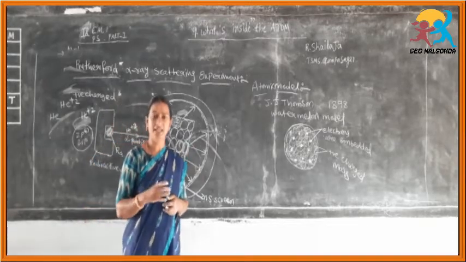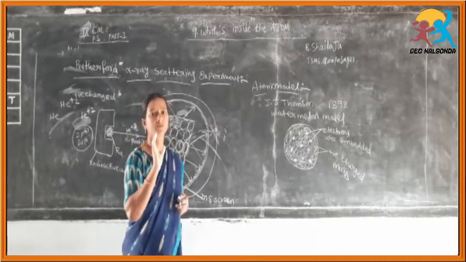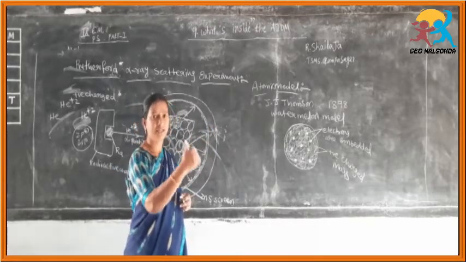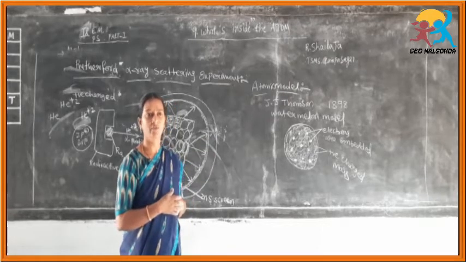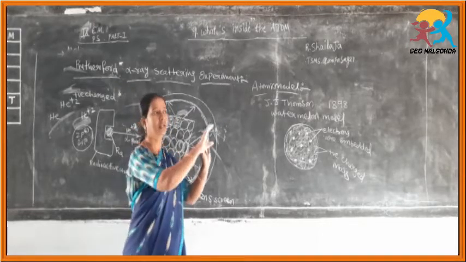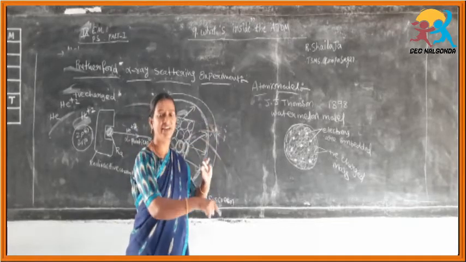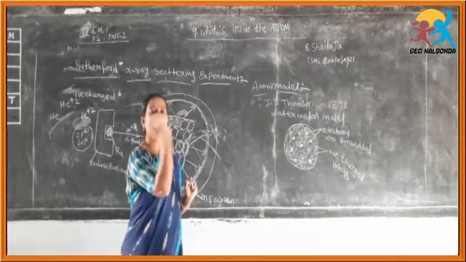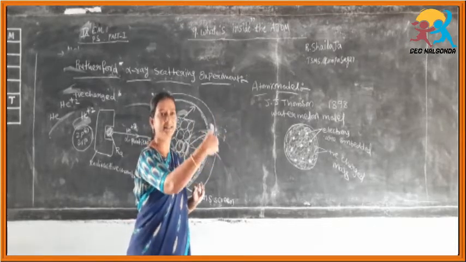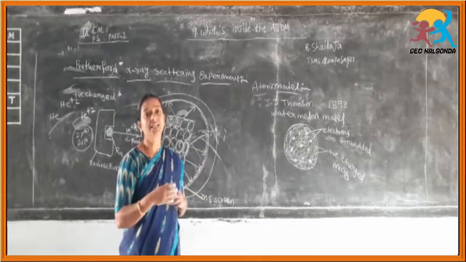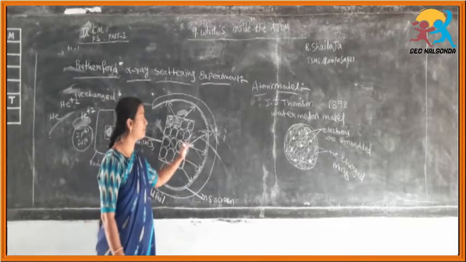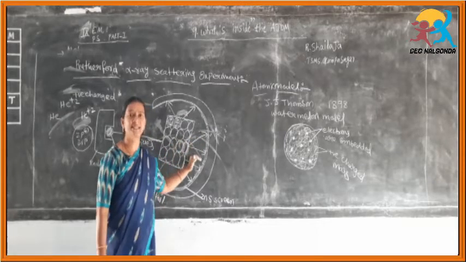We can easily understand this by throwing a stone. Suppose there is a solid wall. Will the stone go out of the wall? No, because the solid wall has no space to allow the stone. Suppose instead we have a fence with big gaps, and we throw the stone. What happens? Through the big gaps, the stone goes out. Like that, the gold foil is mostly empty space. That is why most of the alpha rays passed through the gold foil and reached the zinc sulfide screen.